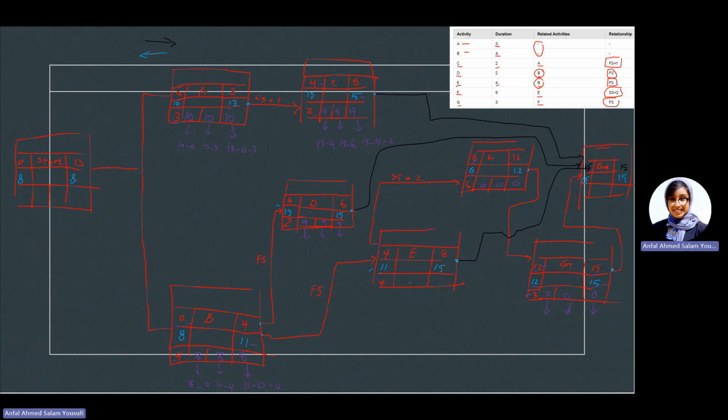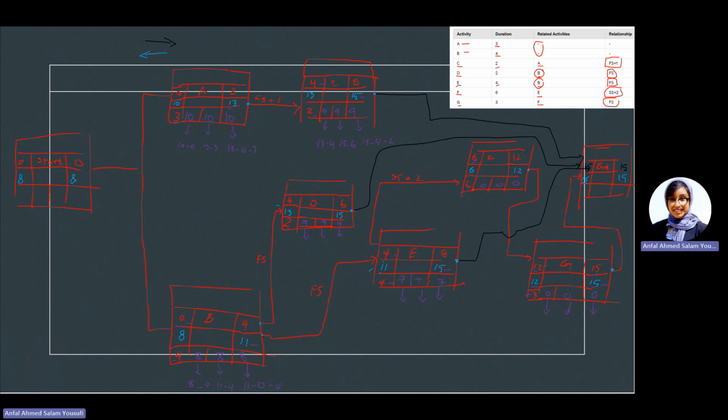Finally, we have E. So in E, our start float is 11 minus 4. What is 11 minus 4? That is 7. And 15 minus 8, that's supposed to give me, yes, 7. And the total float will be 15 minus 4 minus 4. That is supposed to give you a 7 as well.